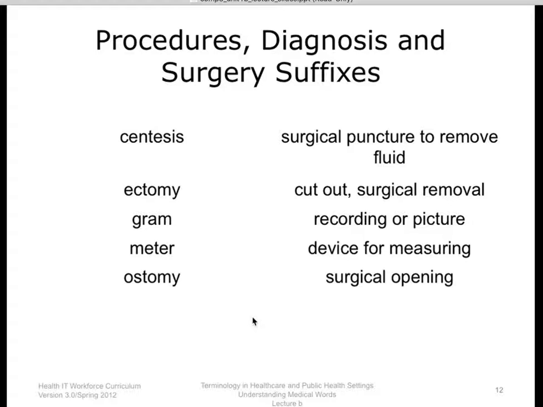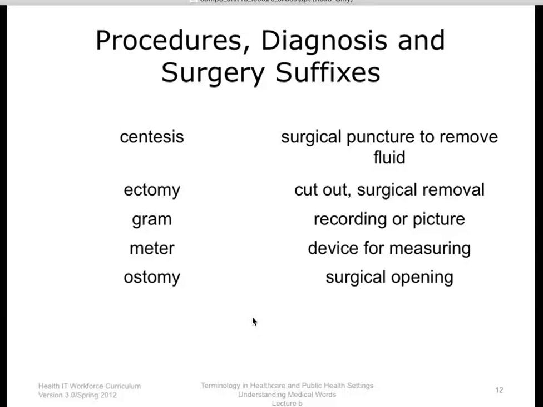So some suffixes are used to refer to procedures, diagnoses, or surgeries. So here are some examples. Centesis is where you surgically remove fluid. So you do a surgical puncture to remove fluid. That's centesis. Ectomy, we mentioned earlier, is to cut out or surgically remove. Gram relates to recording or picture. You've heard the phrase mammogram, cardiogram. Those are recordings or pictures.